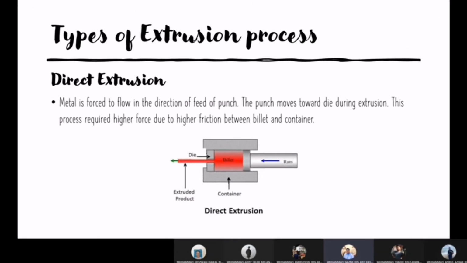Next, pass to Afirul. Next, I will continue this presentation with the type of extrusion process.